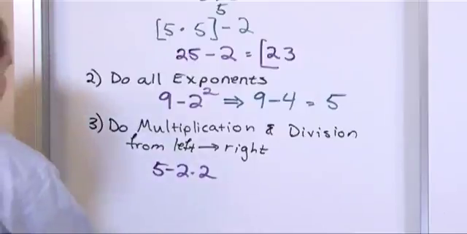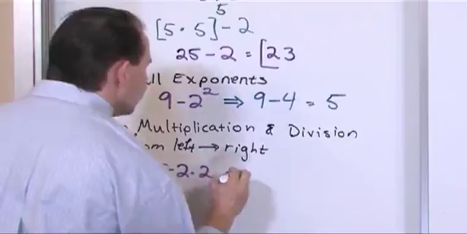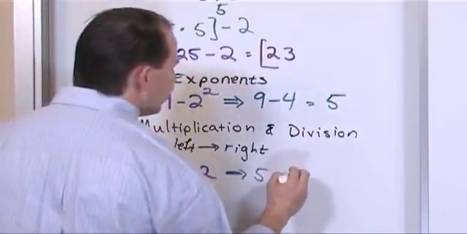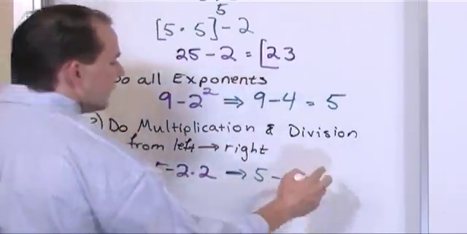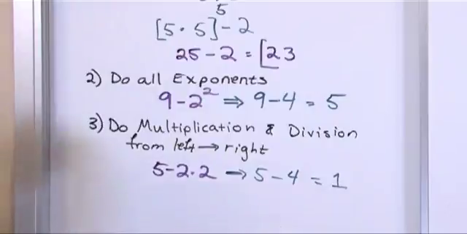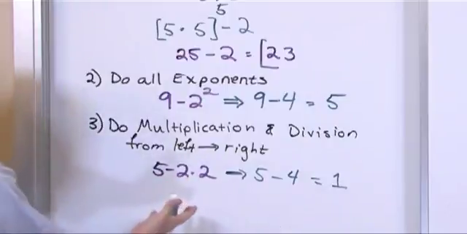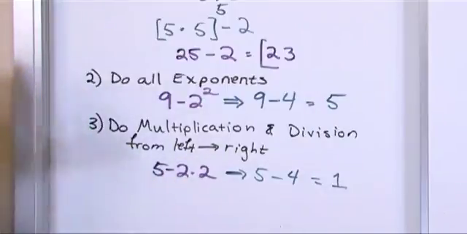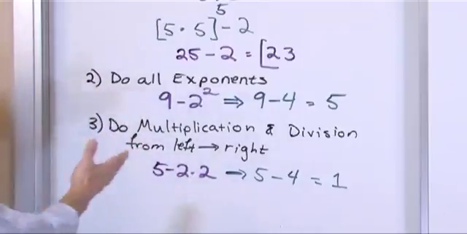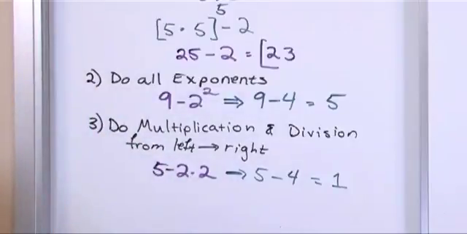So in order to do this problem right, what you would have is 5 minus, and then you do the multiplication. 2 times 2 is 4, and then you can simplify this. 5 minus 4 is 1. So this is the correct answer to get the number 1. If you did it the other way, 5 minus 2 is 3, and 3 times 2 is 6. It's completely the wrong answer. So there's really no shade of gray here. You can't mix and match the order. You must do them in this order, and if you don't, you're just going to get the wrong answer. Okay, so you're going to do multiplication and division.